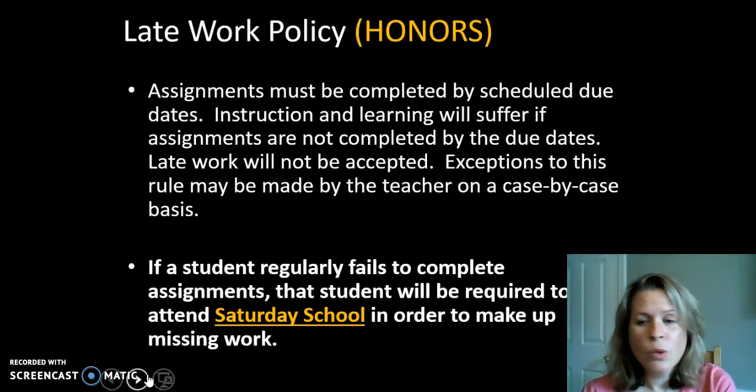Late work, no late work in honors chemistry. You've got to stay on top of your assignments. You cannot fall behind. However, if you are a student who does fall behind regularly and you don't do your work regularly, I will be happy to assign Saturday school so that you can make up that work, because I've got to make sure that you're getting all the concepts, and the only way that you're going to do that is if you do the work that I assign you.